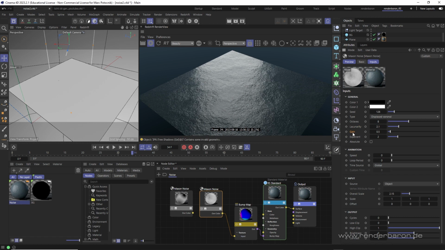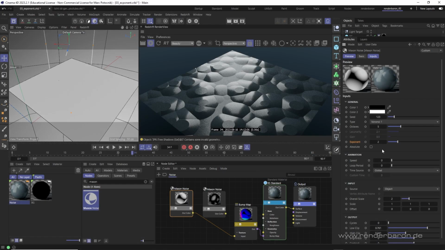Gain adds the brightness of each octave, producing more detailed and contrasty structures at lower values and more simplified structures at higher values. While lacunarity and gain are not meant to produce spectacular variations, the following parameter does.